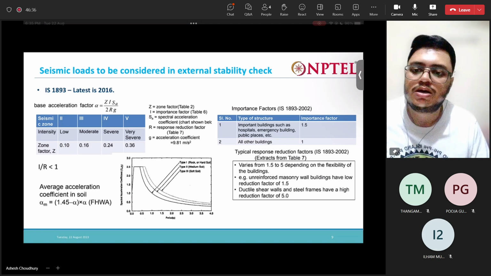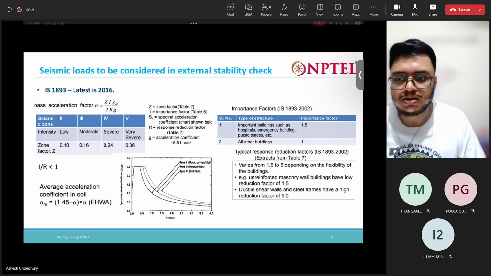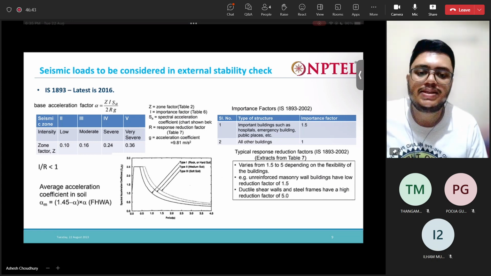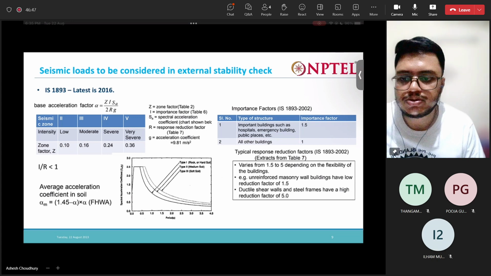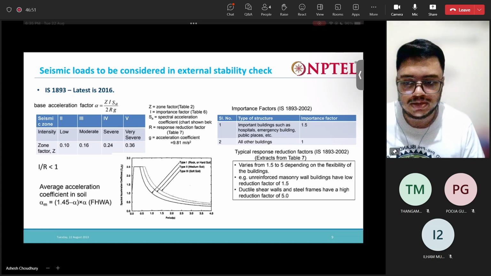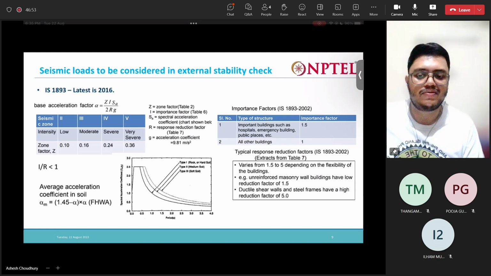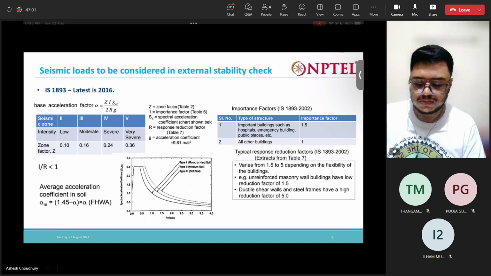From that we determine the base acceleration factor, alpha. And from this we can determine the average acceleration coefficient in the soil, alpha m, using this relation given by the Federal Highway Administration. So first we determine alpha, and that alpha we use here to determine the average acceleration coefficient in the soil.